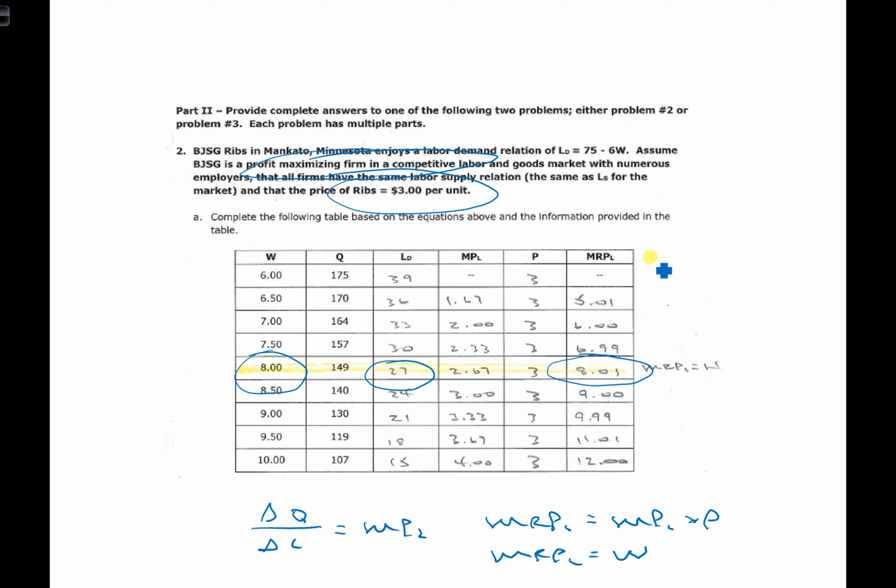Some of you went ahead and gave me a total cost of labor and a marginal expense of labor, which I thought was interesting, but the marginal expense of labor would have remained constant if this was a competitive market, because the wage in the competitive market would have been set at 8. That's why I didn't take you there within this particular problem.